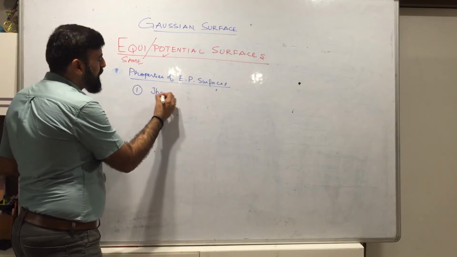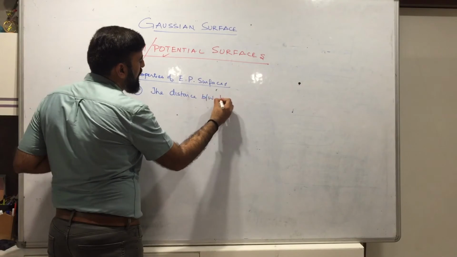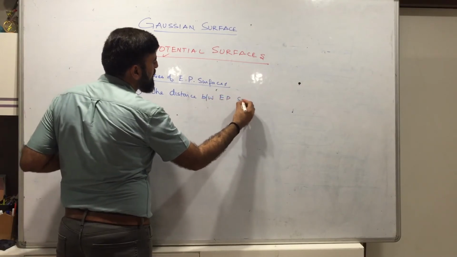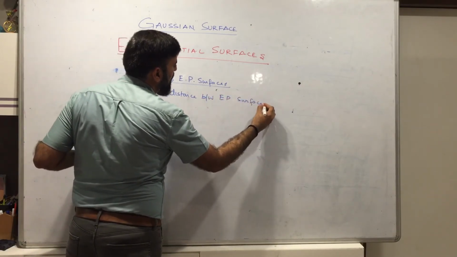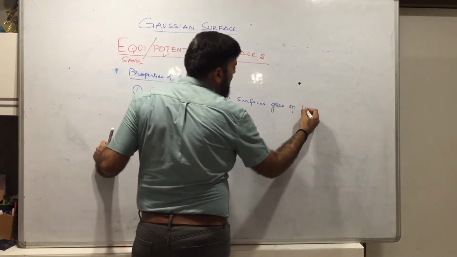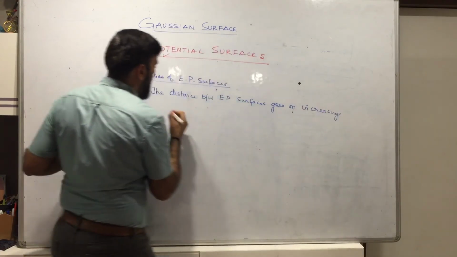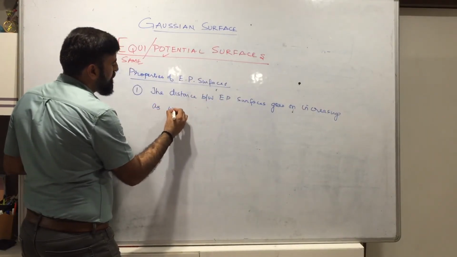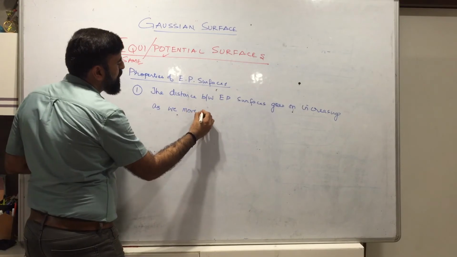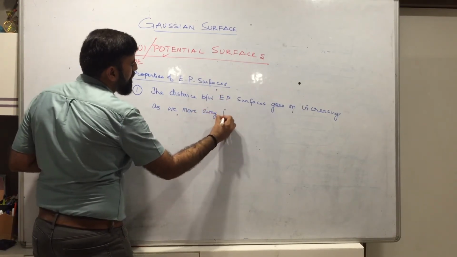the distance between equipotential surfaces goes on increasing as we move away from a point charge.